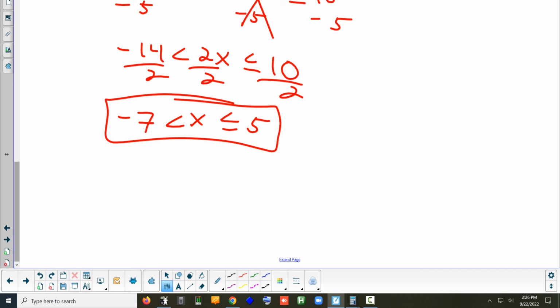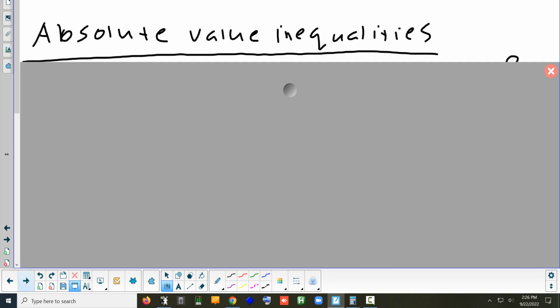All right, so last thing. Yesterday we finished up with solving equations that had absolute value. Today we're going to finish up with solving inequalities that have absolute value. And it's almost identical. Almost the same thing. So yesterday you might have had a problem that looked like this. Absolute value of x plus 3 equals 6. Today, it might look like that.